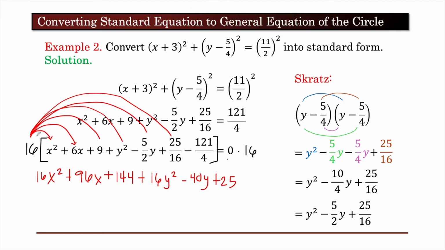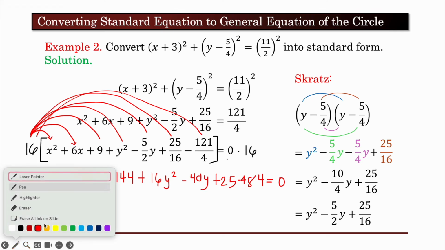And then last one, 16 divided by 4. So by multiplying 16 to negative 121 over 4, the 4 will be eliminated since 16 divided by 4 is 4. And then multiply that 4 to 121. Okay, we will receive 484. So this is minus 484. And then 0 times 16 on its right side is 0. Okay. So this is the time for us to rewrite this equation into general form.